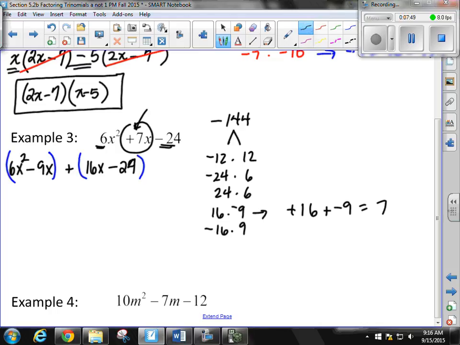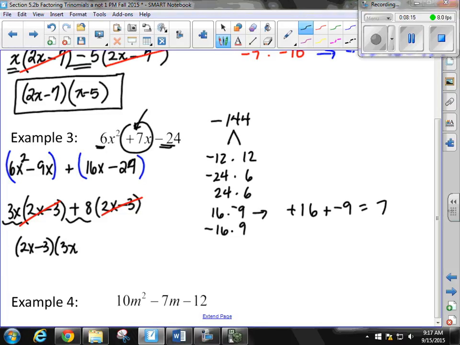Common factor between the first pair is 3x, and I'm left with 2x minus 3 plus. Common factor between the second pair is 8, and I'm left with 2x minus 3. Common factor is what's inside the parentheses, 2x minus 3. And what's left, 3x plus 8, goes in the second set of parentheses. And my polynomial is completely factored.